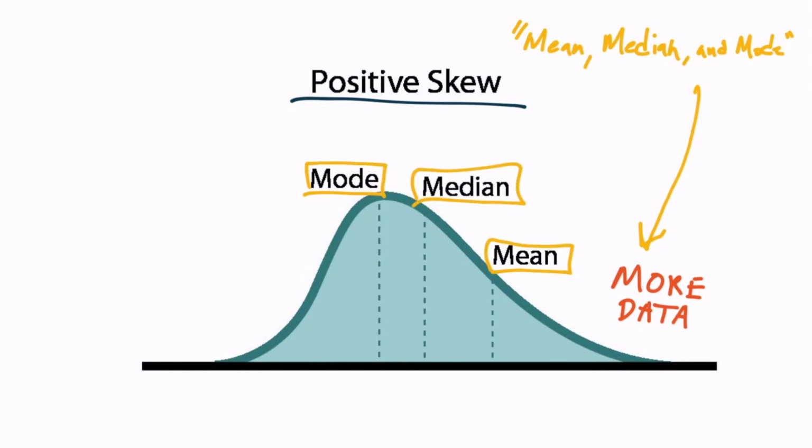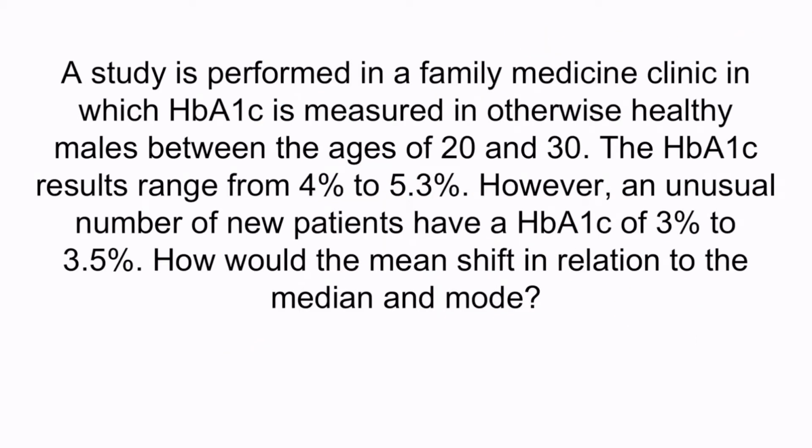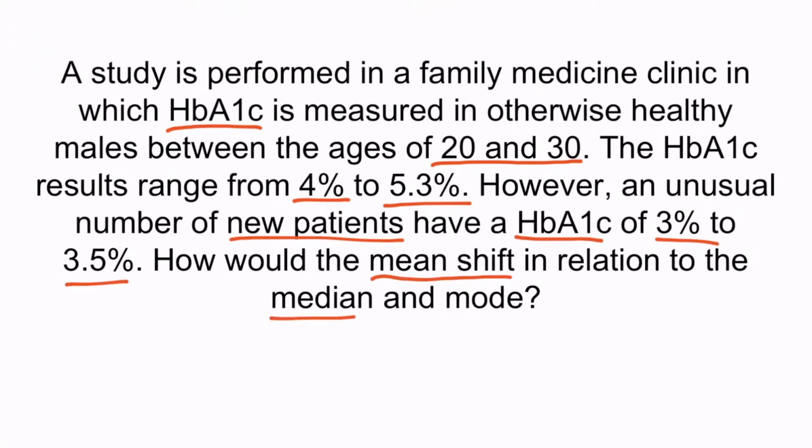Now let's do a question to apply this. A study is performed in a family medicine clinic in which the HbA1c is measured in otherwise healthy males between the ages of 20 and 30. The HbA1c results range from 4% to 5.3%. However, an unusual number of new patients have HbA1c ranging from 3% to 3.5%. How would the mean shift in relation to the median and mode?